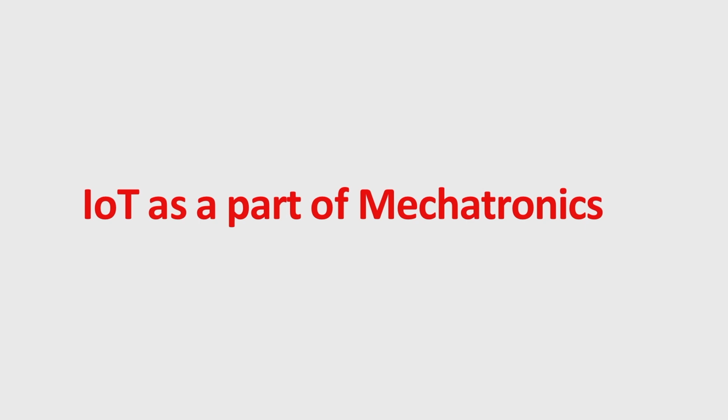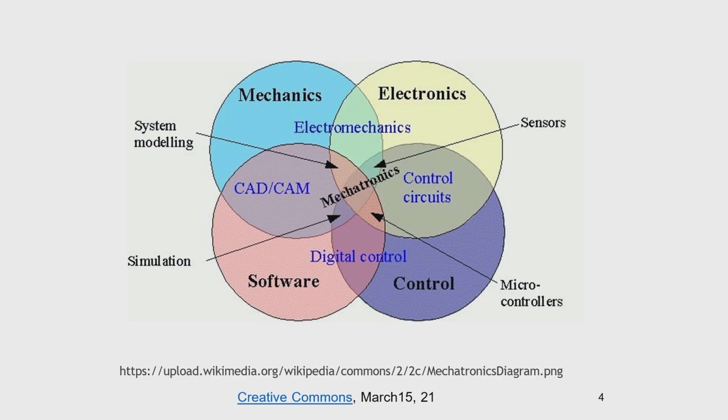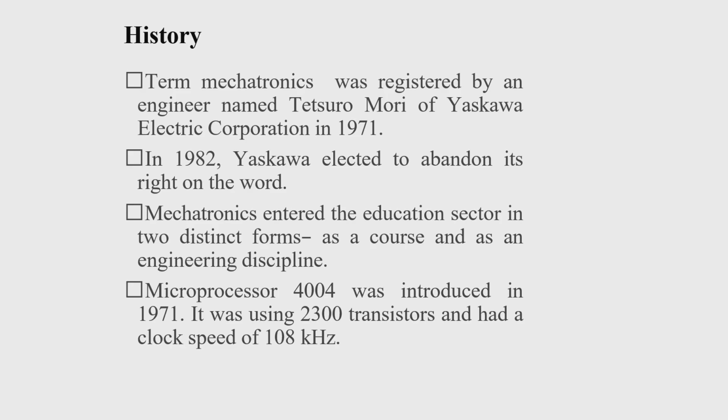So in a way IoT can be called a part of mechatronics, because of physical objects and electronics also. Mechatronics in fact was a term coined in 1971. I want to discuss a little bit about mechatronics also, because it is the mother of IoT. Mechatronics means taking the help of mechanics, electronics, software control, digital control, CAD/CAM control circuits, all these things together.